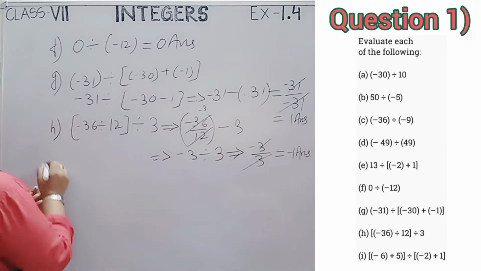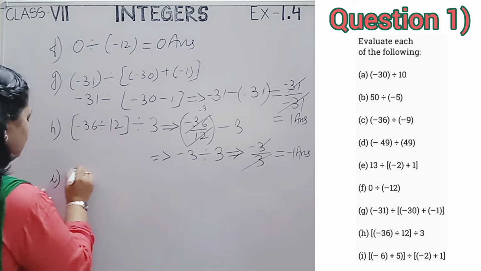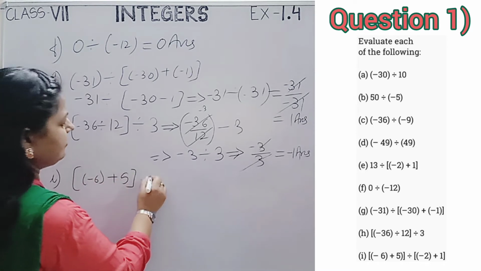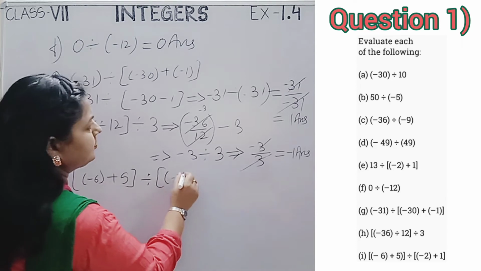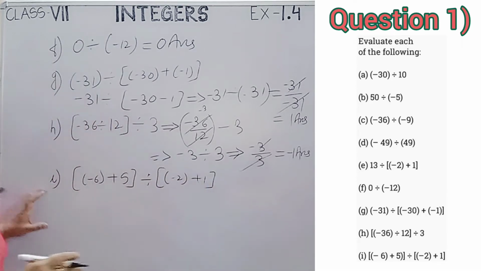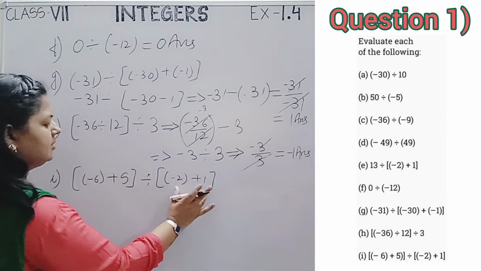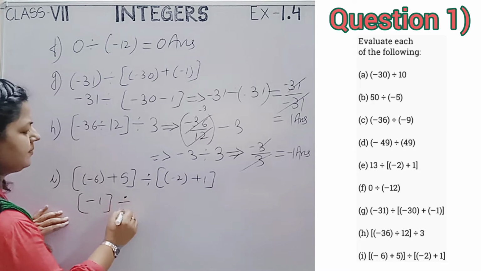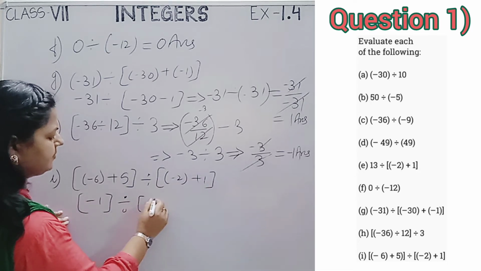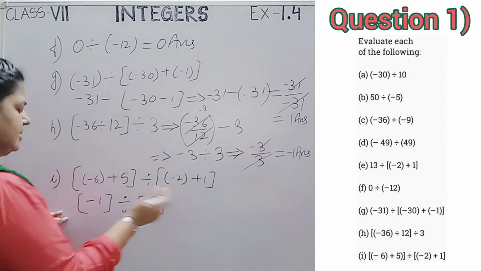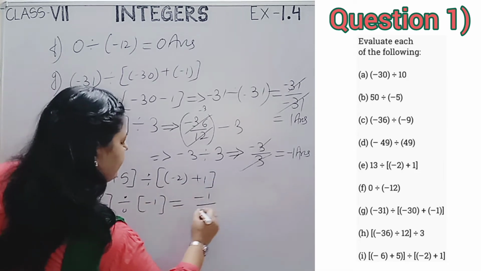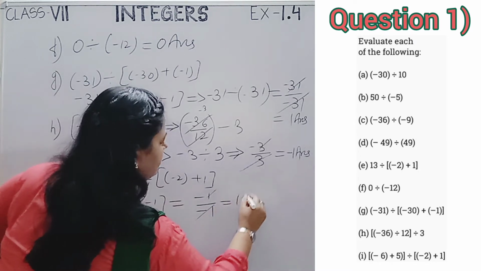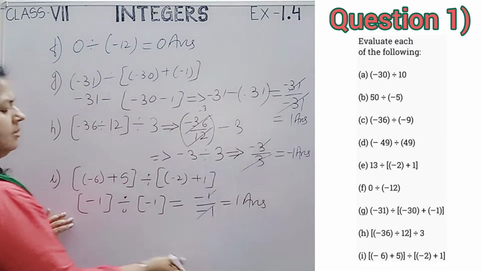Last part, I. Minus 6 plus 5 and divided by minus 2 plus 1. So again we have to first solve these two brackets. Minus 6 plus 5 is minus 1, and minus 2 plus 1 is minus 1. Now we have minus 1 divided by minus 1, cancel out minus with minus and 1 with 1. So we have one answer. So here we have all parts done.